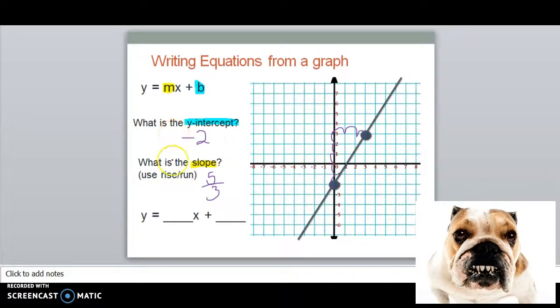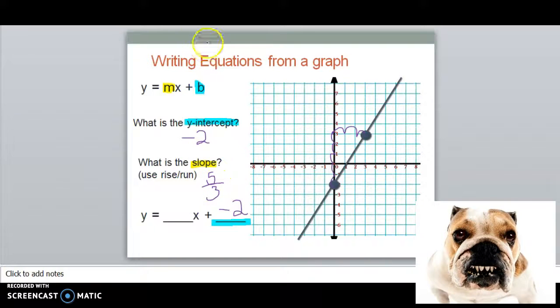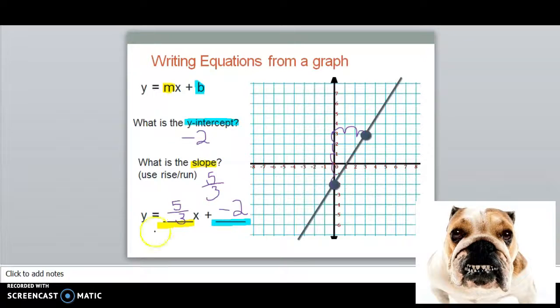So my y-intercept is -2. I'm going to plug it in where the y-intercept is located in my equation. And then my slope is 5/3. So I'm going to plug it in for M in my equation. So the equation of this line is y equals 5/3x plus -2.